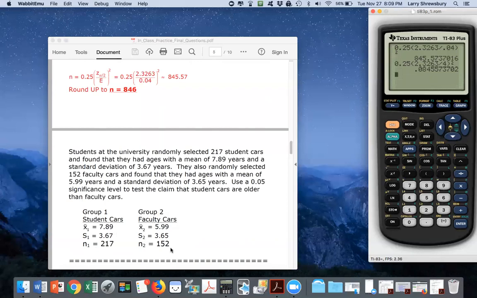So, take a moment to look that over. Okay, so let's think about this. Here are the questions that we ask ourselves. First, what are they asking for? They're asking us to test a claim. All right, it's a hypothesis test. So we got that. Next question, what type of data is this? Well, we're measuring how old the cars are. So that's quantitative data. All right, hypothesis test for quantitative data.